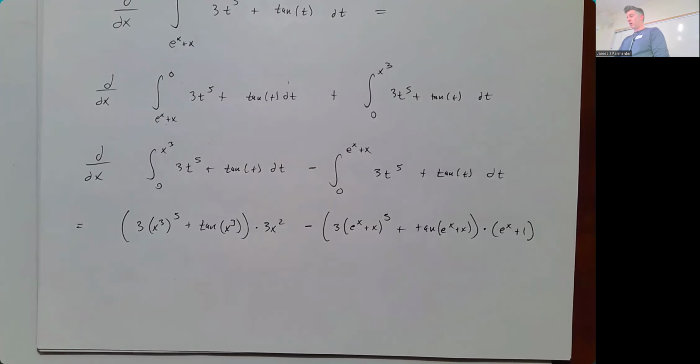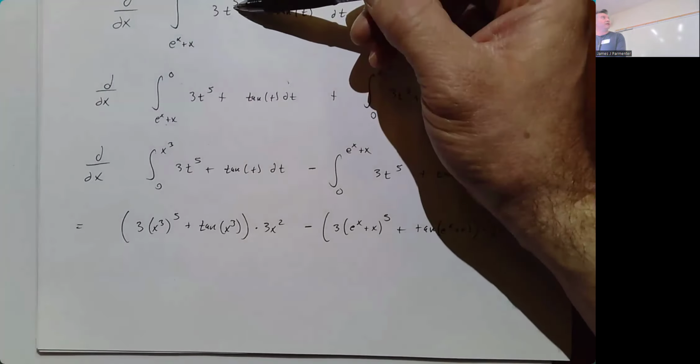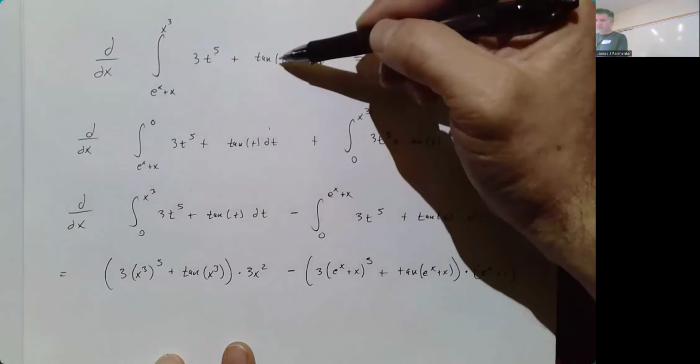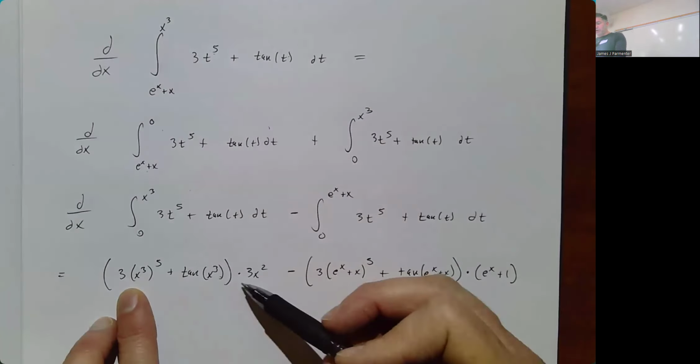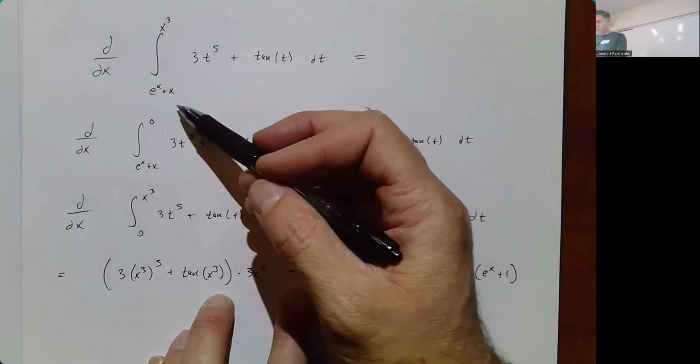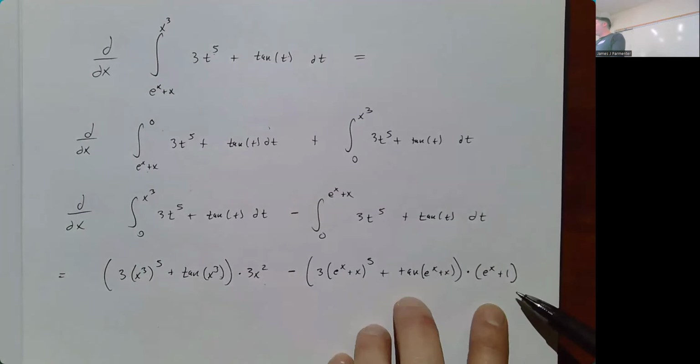But we could have skipped all of this writing in the middle and just said, oh yeah, we're going to plug in the top thing. Sorry, you can't quite see that anymore. We're going to plug in the top thing for t and then multiply by the derivative of the top thing, which is 3x squared, subtract, plug in the bottom thing for t, and then multiply by the derivative of that.